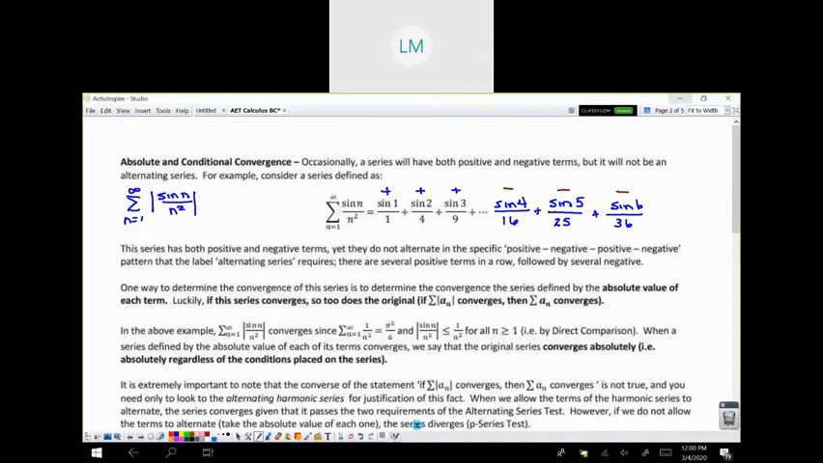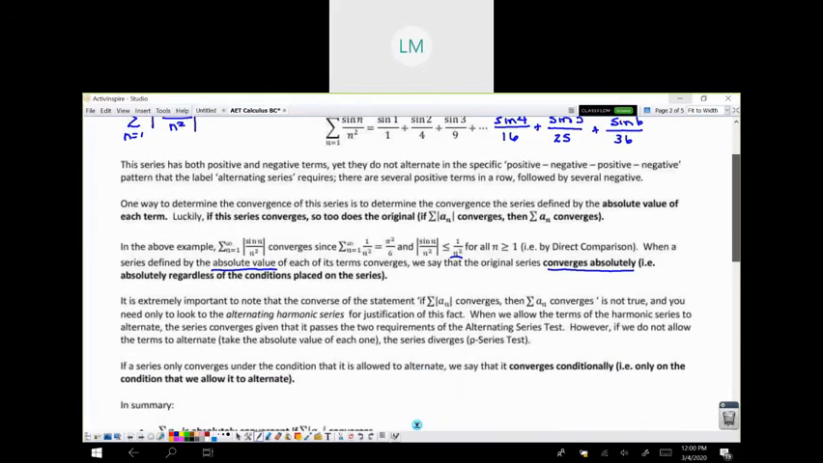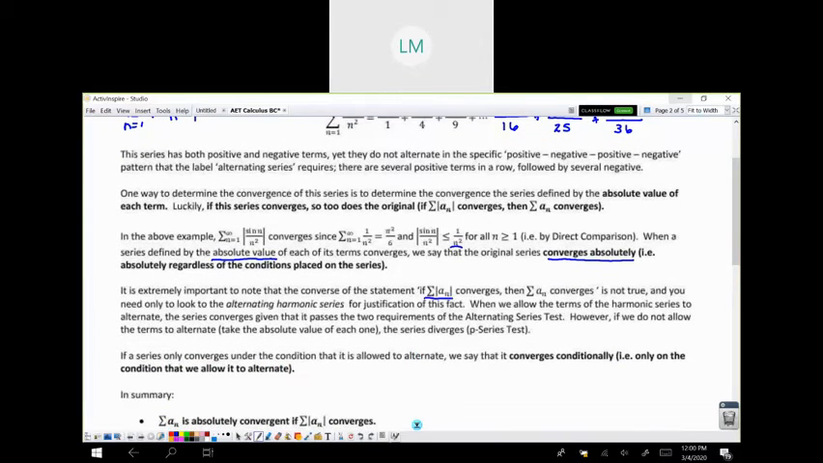Now, I can compare that to 1 over n squared because the absolute value of the sine of n is not ever going to be greater than 1. So I can compare it to 1 over n squared, and therefore I know that that series converges, and it will converge absolutely. Now, that's because if a series defined by the absolute value converges, the original series will converge absolutely. The converse of that statement, if the sum of the absolute value converges, then the series converges, is not true.